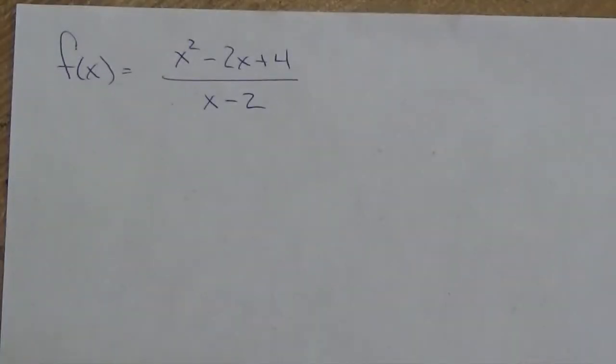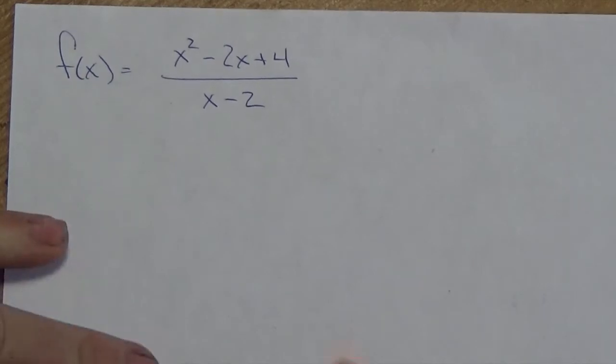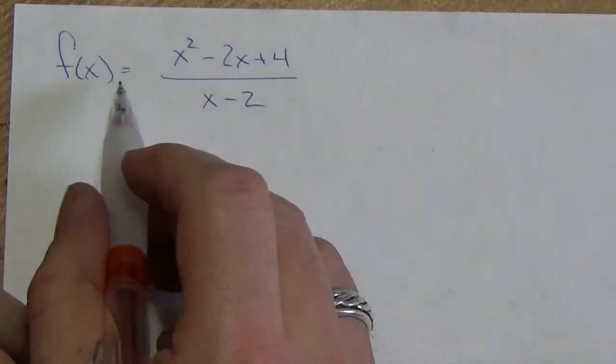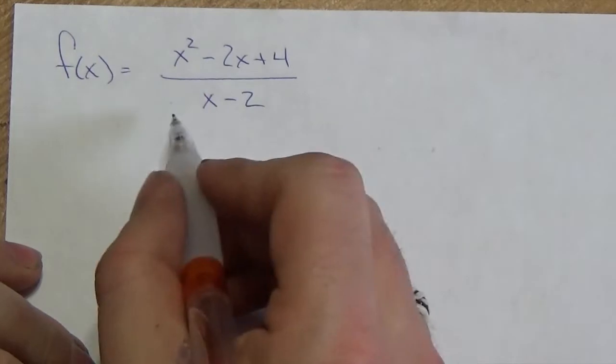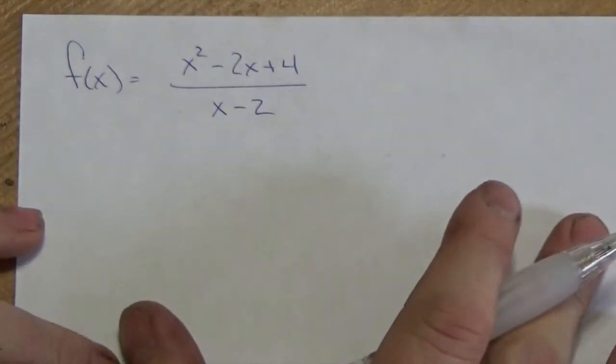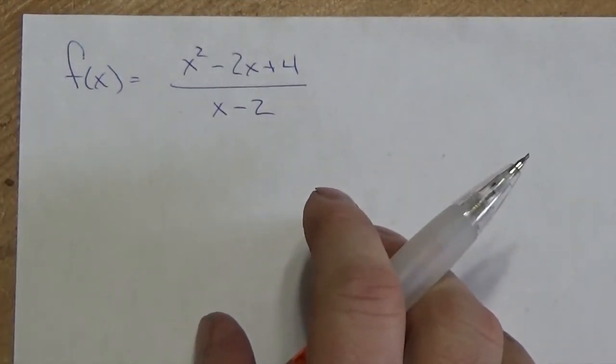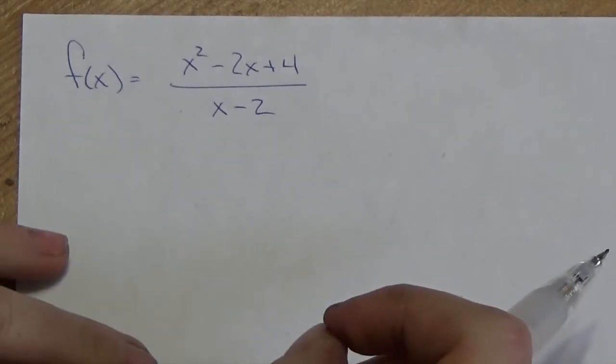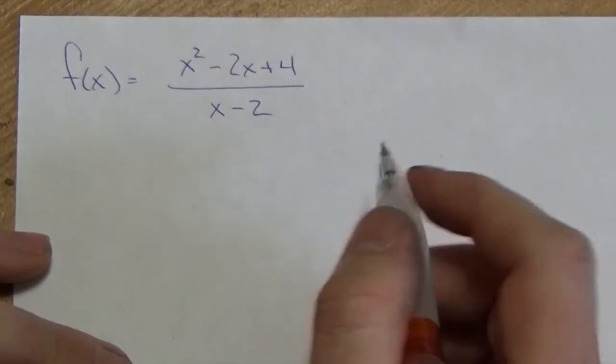All right, everybody, one more graph for this video here. So (x squared minus 2x plus 4) over (x minus 2), actually just a nice rational expression here. It does have kind of an interesting little feature to it, but there's really nothing too terribly extraordinary about this.